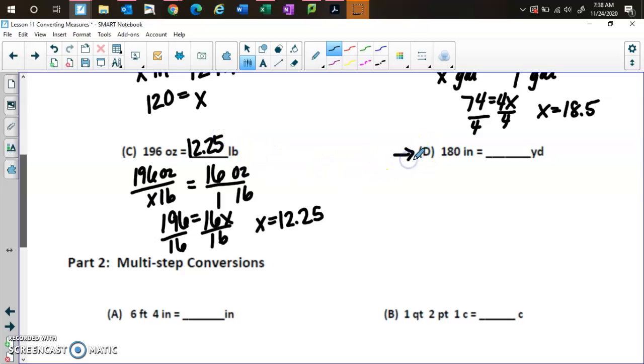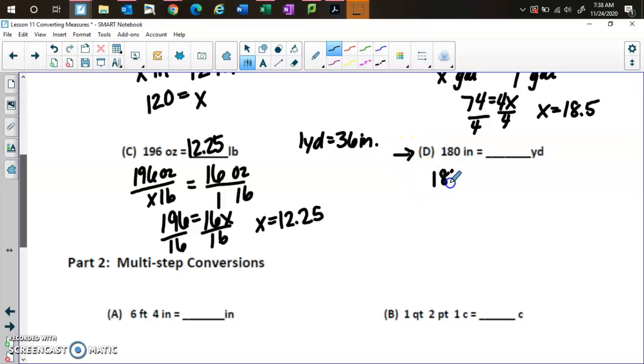Letter D, this is the one that I told you to go ahead and make sure that you put in that conversion that 1 yard is equal to 36 inches as well as 3 feet. You're going to pause the video and solve this one, and then you'll pick your answer and then come back to watch me solve it.